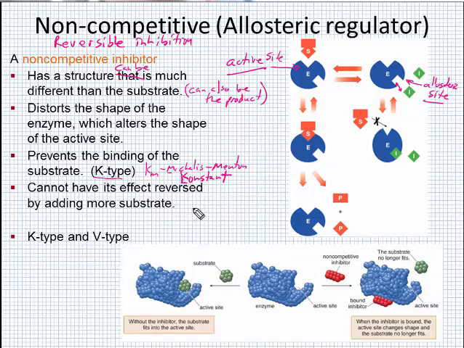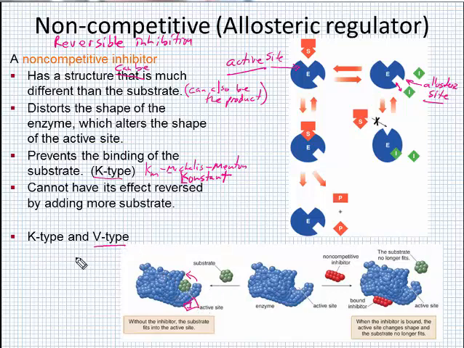Another way that it can work is it doesn't affect the binding of the substrate. When the enzyme binds the inhibitor, maybe it doesn't close down, but in order for the substrate to be converted, the active site has to close down. So there's like a hinge here. Maybe when the inhibitor binds here, it allows the substrate to bind fine, but it prevents that hinge from closing down. That would be referred to as a V-type.